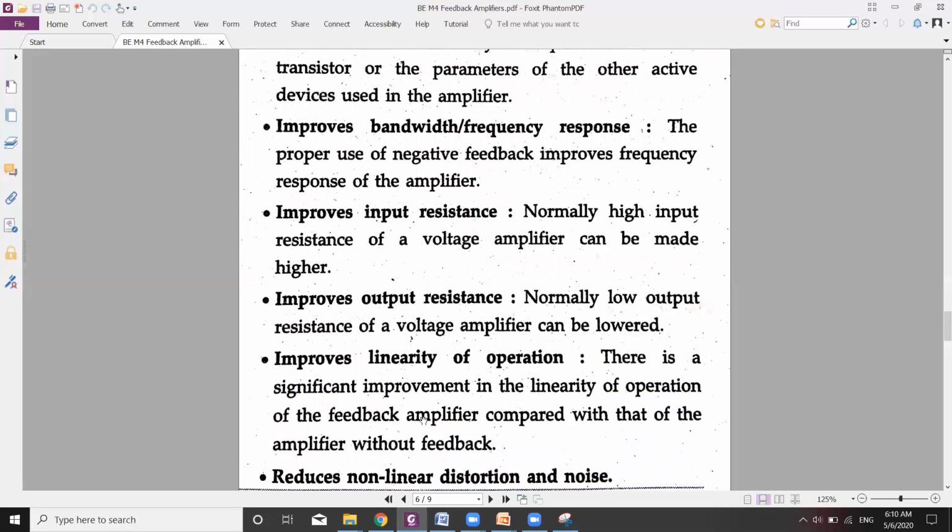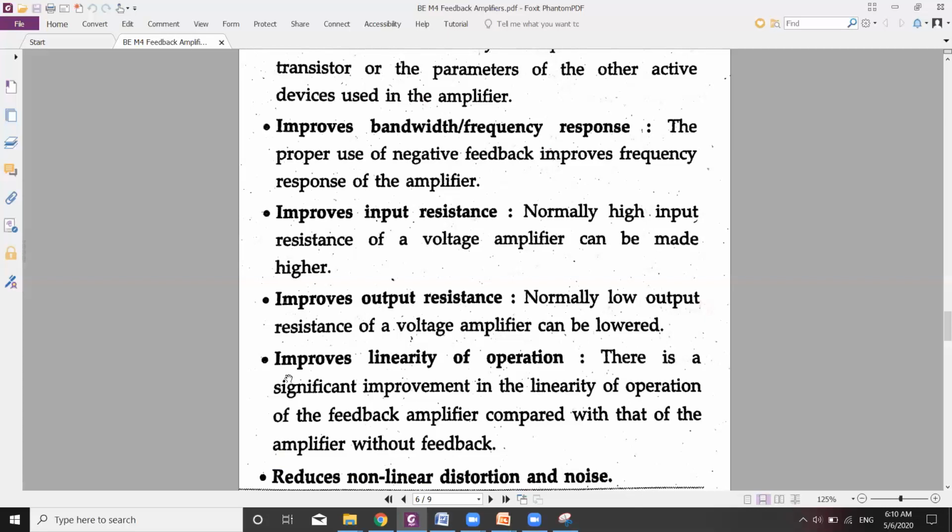Now, in such a case, if we use a negative feedback amplifier, it improves the input resistance. Normally the high input resistance of a voltage amplifier can be made higher. It will be high only, the amplifier input impedance, which is further made higher. Right, and it improves the output resistance. Normally a low output resistance of a voltage amplifier can be lowered. As I said, the output resistance or impedance will be low, and it will be further reduced. Further it will be lowered.